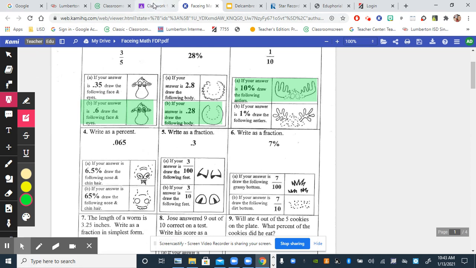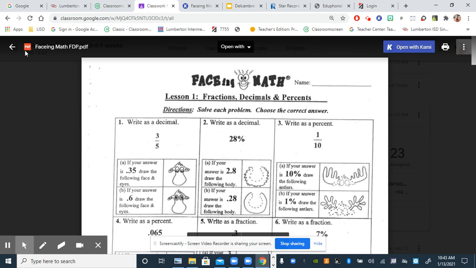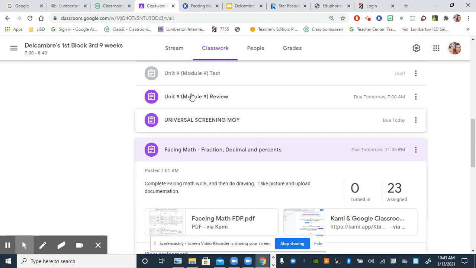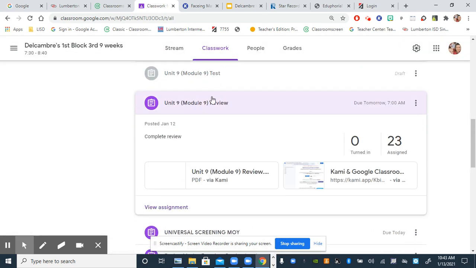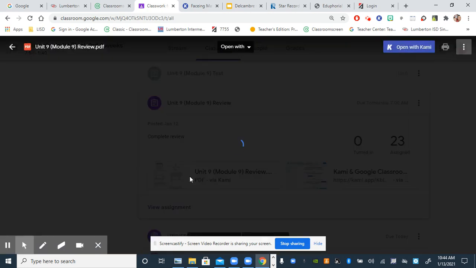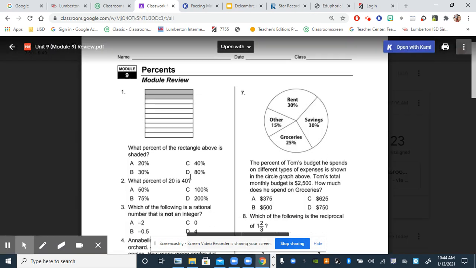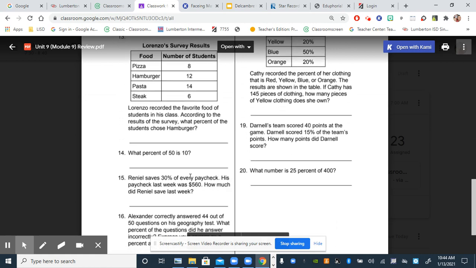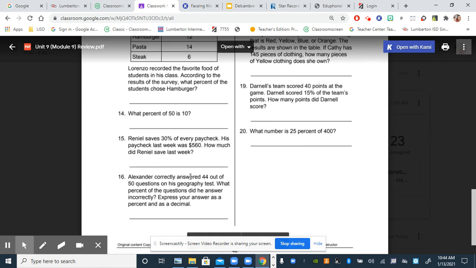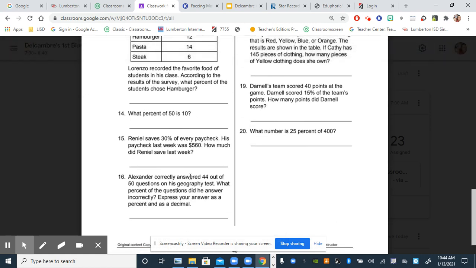Now I'm going to come back to my Google Classwork, and you have your Unit 9, Module 9 review. I want you to make sure that you're working on your review for the test on Friday, but the review that we're going to do in class is going to be on Thursday. So please make sure you get this completed.